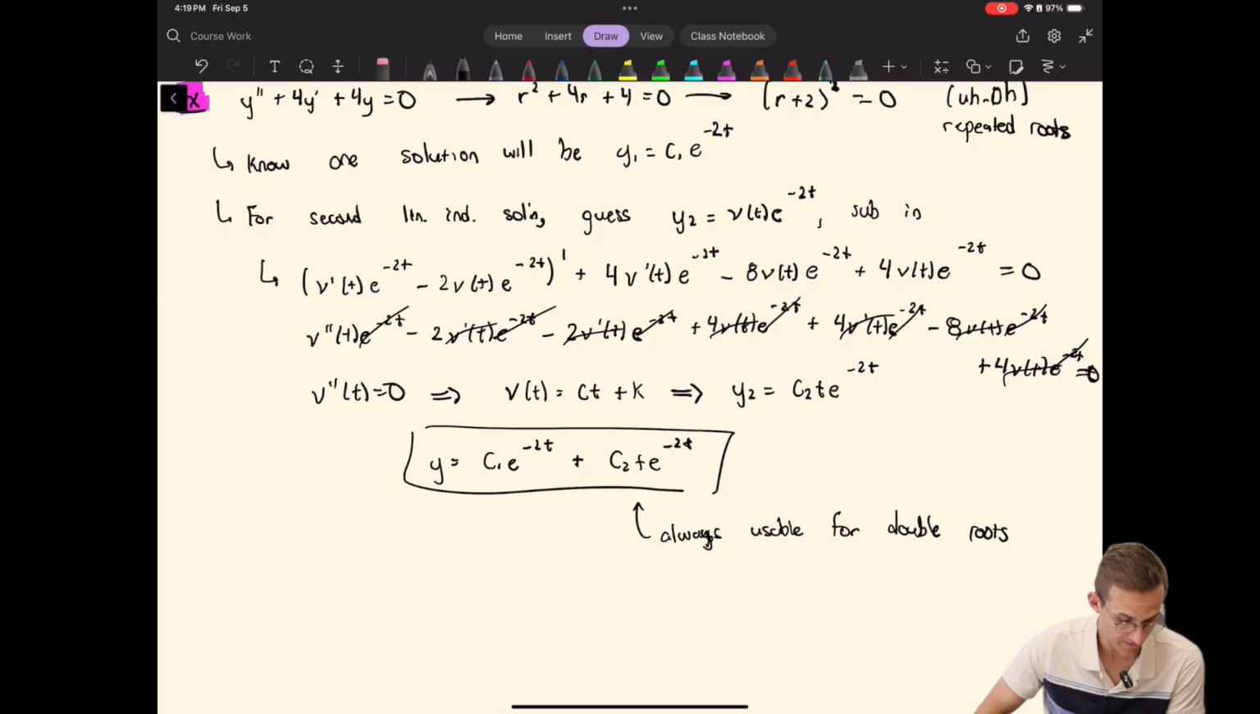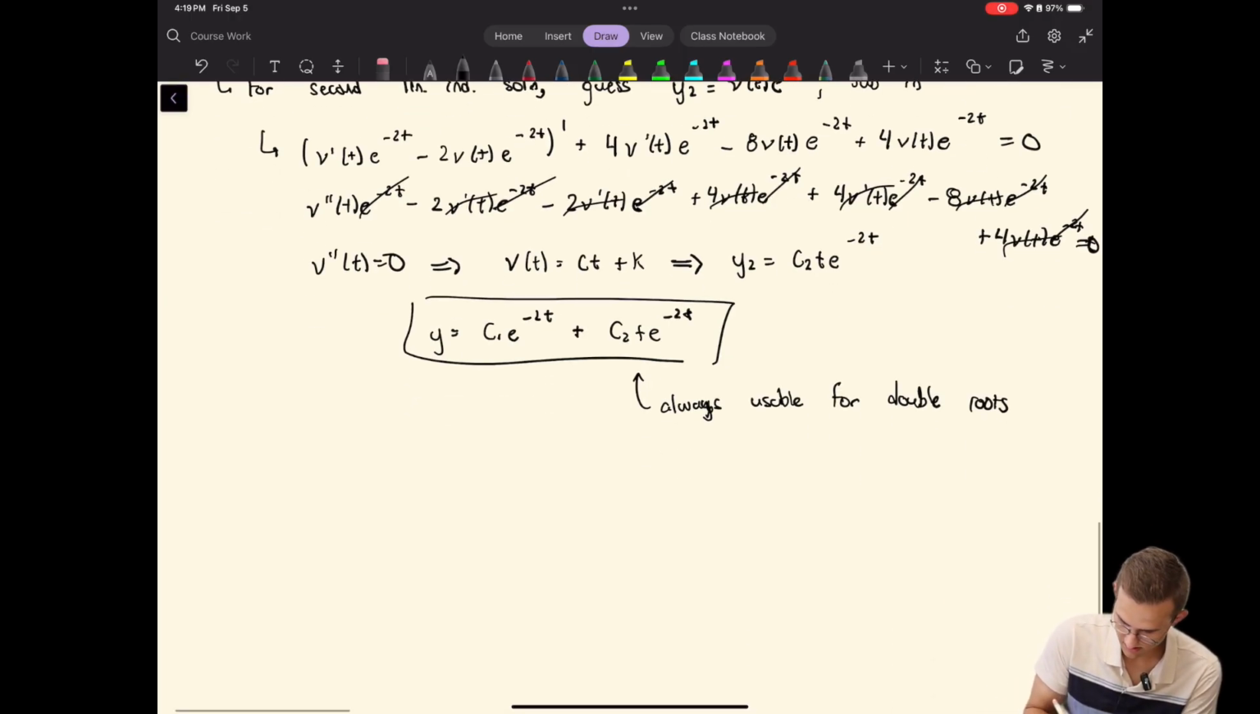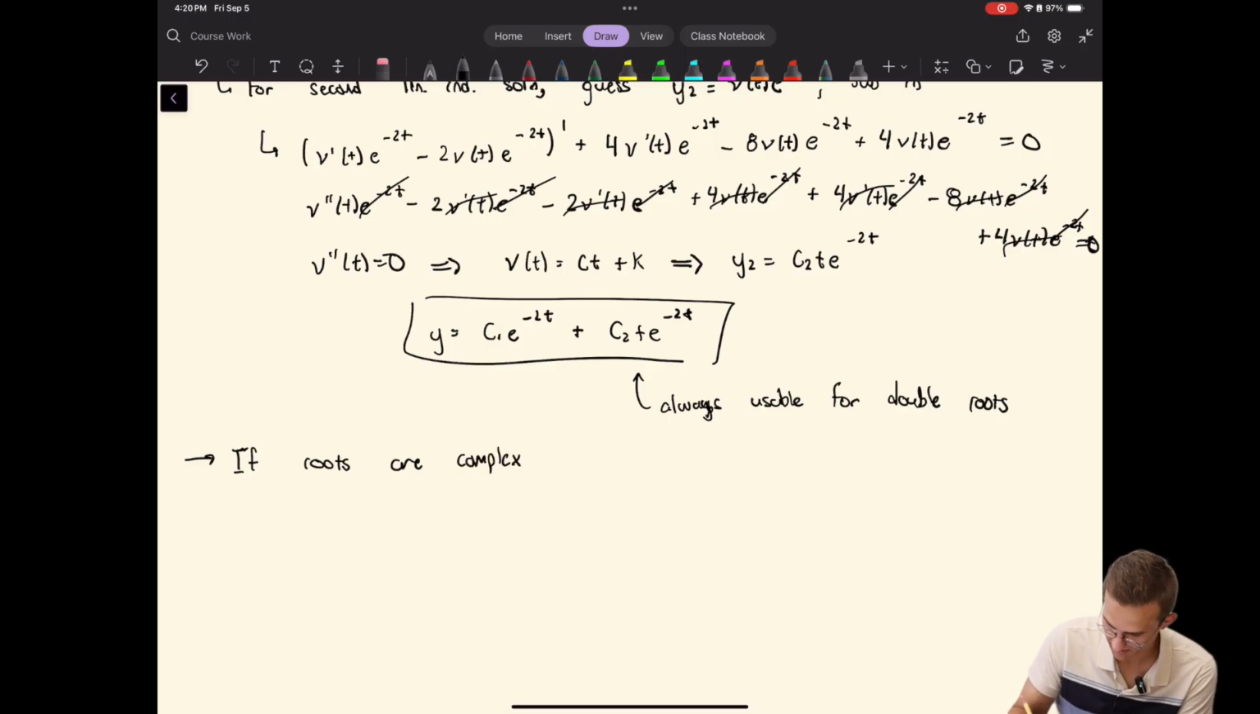Okay? If the roots are complex, then you have complex exponentials and therefore oscillatory behavior. So like if r1, say, is equal to p plus iq, that would mean that r2 is equal to p minus iq.